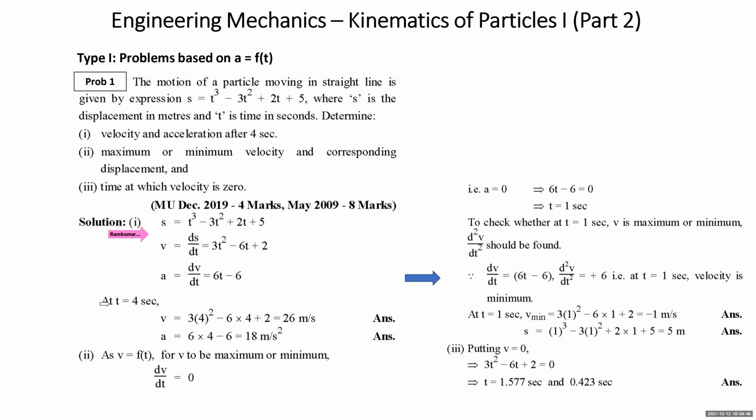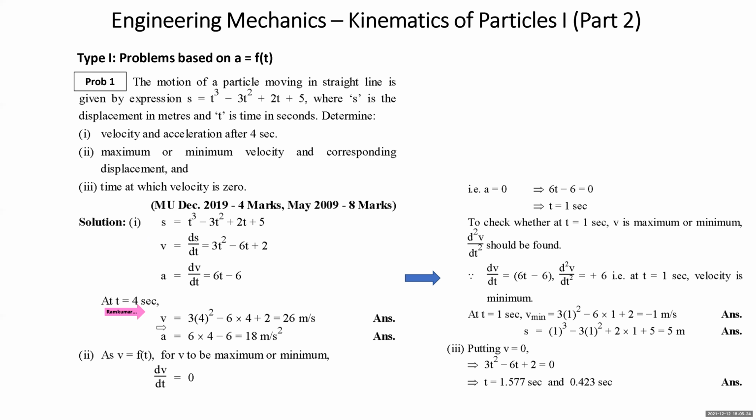Here, displacement is given as a function of time. s is equal to t cube minus 3t square plus 2t plus 5. We all know that v is equal to ds by dt. Just simply differentiate the given expression: t cube gives 3t square, minus 3t square becomes minus 6t, and plus 2. Similarly, if you differentiate it further, acceleration is dv by dt, you get 3t square giving 6t, minus 6. So this way, s was given as a function of time, you differentiated once, you got velocity, differentiated one more time, dv by dt, you got acceleration.